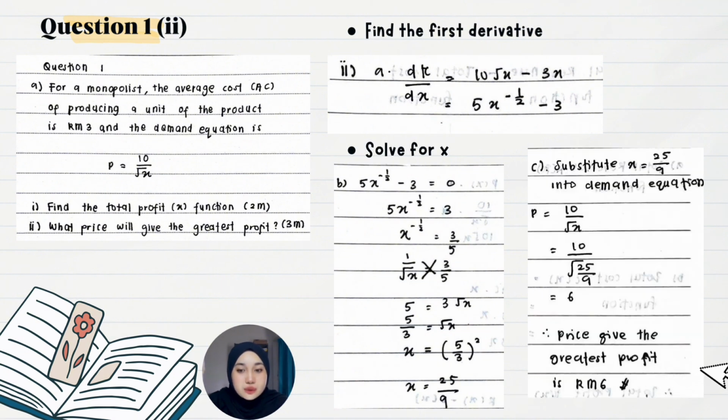Now we substitute 25 over 9 into the demand equation and we get 6. In conclusion, our final answer is, the price that gives the greatest profit is 6 ringgit.